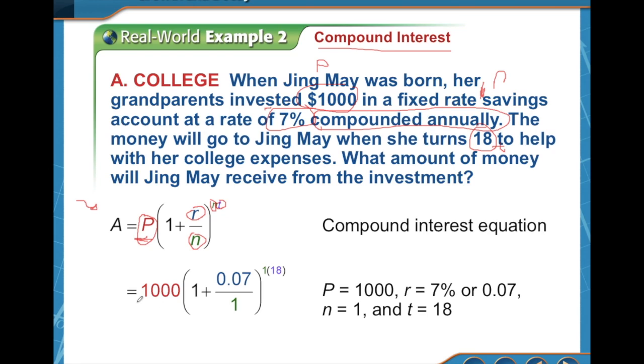That's the hard part. From here, we just have to follow order of operations. So simplify the parentheses first. You'll get a decimal in there. And then use your exponent, that's the E in PEMDAS, and take it to the 18th power. And then last step, multiply through with 1,000. So once you have all those pieces, we just follow those steps. From here, you simplify as best you can, and then put it into a calculator.